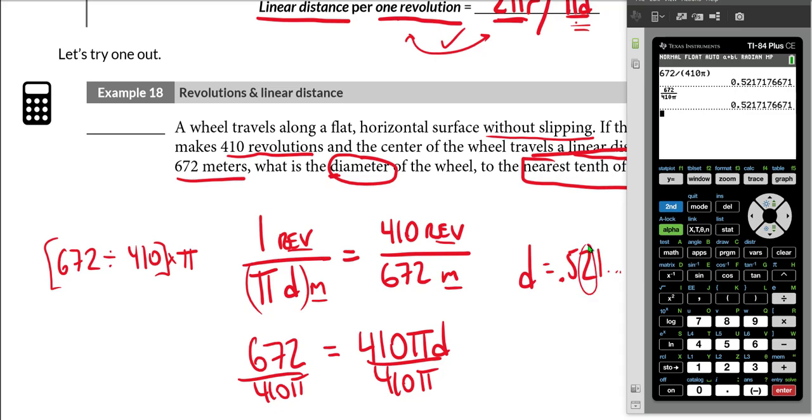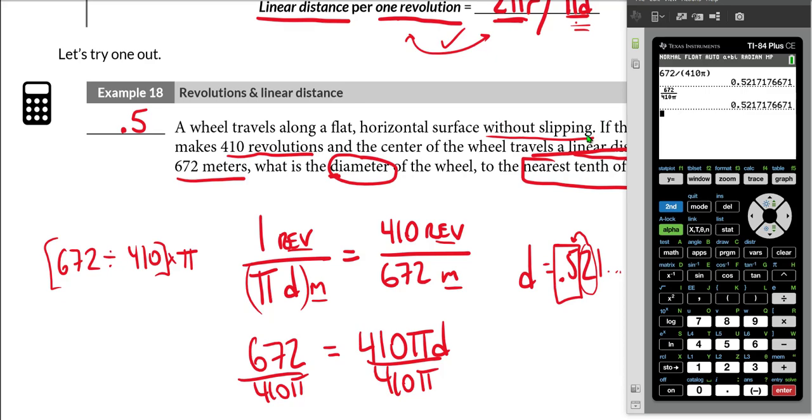This digit is a 2, which means we stay at 0.5. In other words, we do not round up to 0.6. So our answer is going to be 0.5 here. The diameter of this wheel will be half a meter, 1/2 meter.